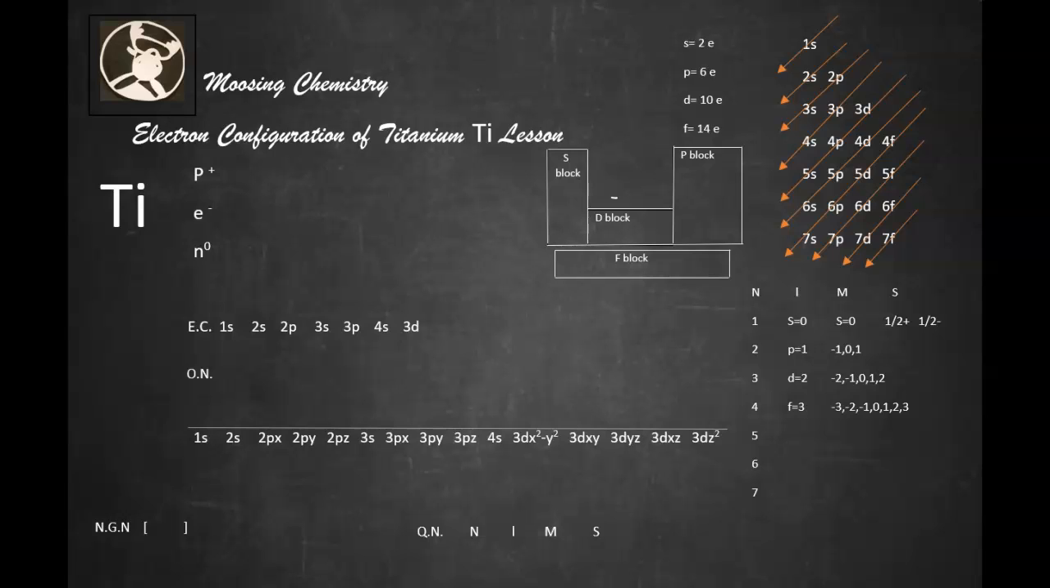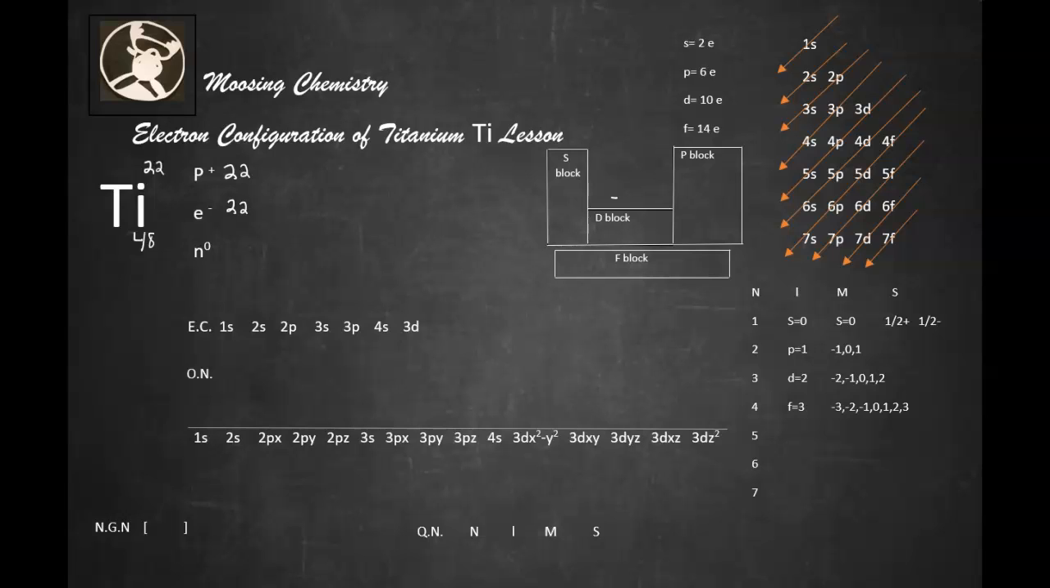This is the electron configuration of titanium, Ti, lesson. Titanium is the 22nd element on the periodic table, so we're going to write down an atomic number of 22. Its atomic mass number, the AMU, is going to be 48. Since the atomic number is 22, that means the nucleus has 22 protons. And since the atom is electrically neutral, it would have to have 22 electrons.